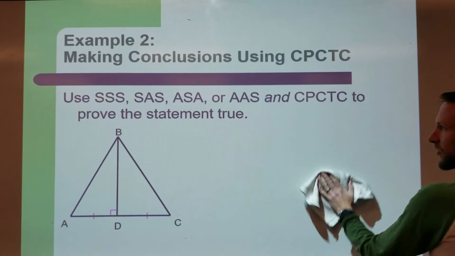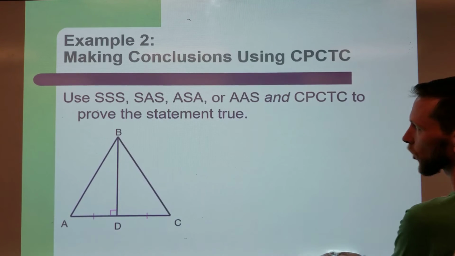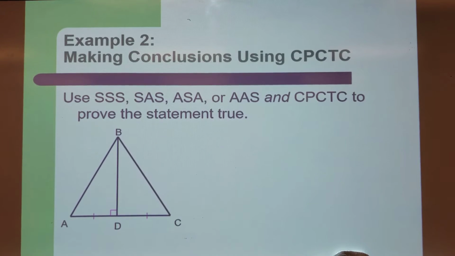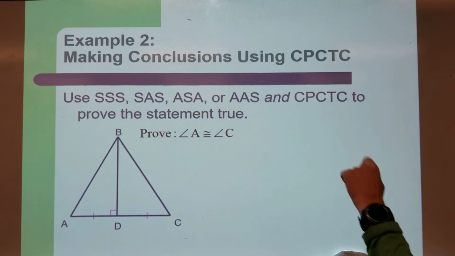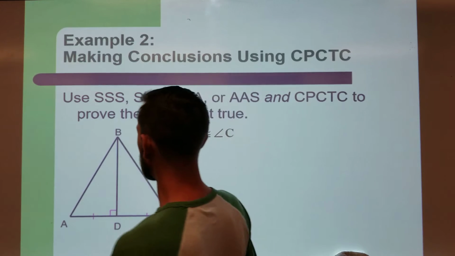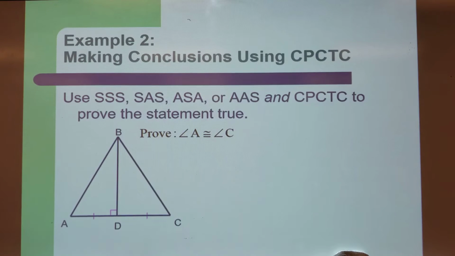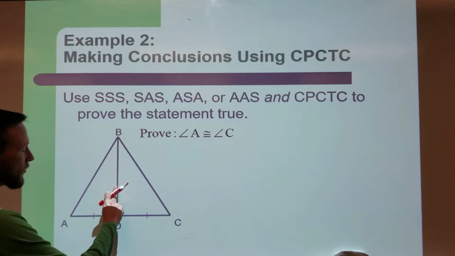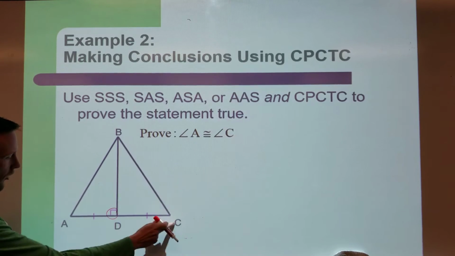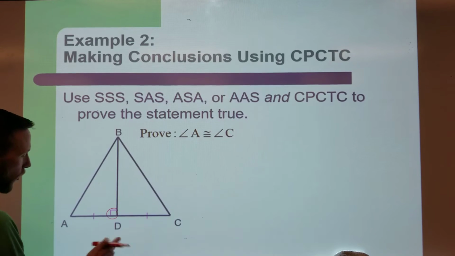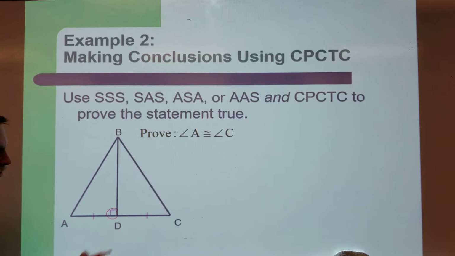Take a look at this situation. Using our shortcuts, and once we've proven the triangles are congruent, we have one additional statement to make. Prove that angle A is congruent to angle C. We are told that segment BD is perpendicular to segment AC. We are also told that segment AD is congruent to segment CD. And then we can use our reflexive property of congruence to state that BD is congruent to itself.